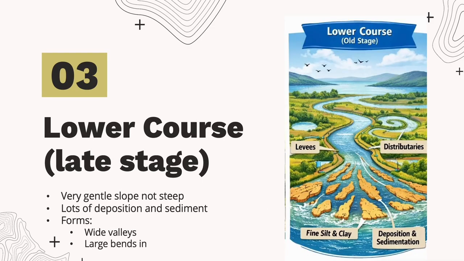The last stage, the late stage or the old stage, is the lower course. This is very gentle. There's no slope, or not a slope that is as steep. There's lots of deposition and sediment because everything has eroded basically, causing it to become flat. This forms wide valleys and large bends.